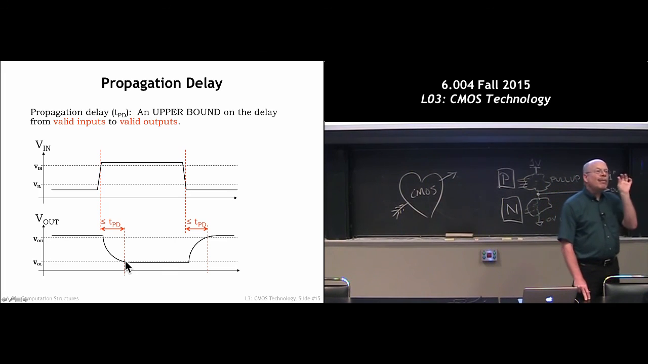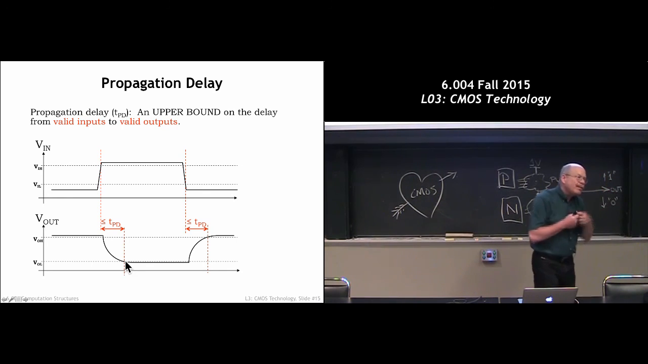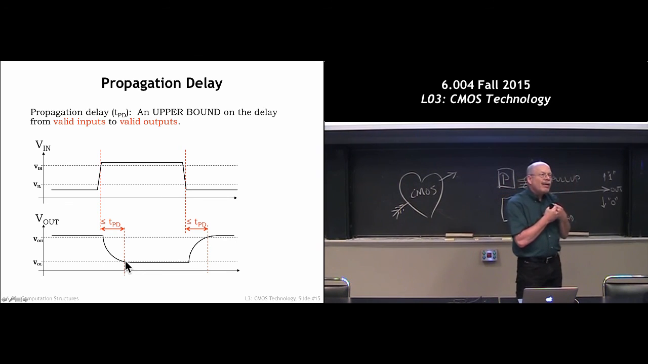That's that magic number that tells us how fast a gate is. So we look at all the different ways in which the gate changes its output value depending on the combinations of input. We test all of those transitions and we make measurements on the gate, and then for engineering purposes we give you an upper bound on all those measurements.